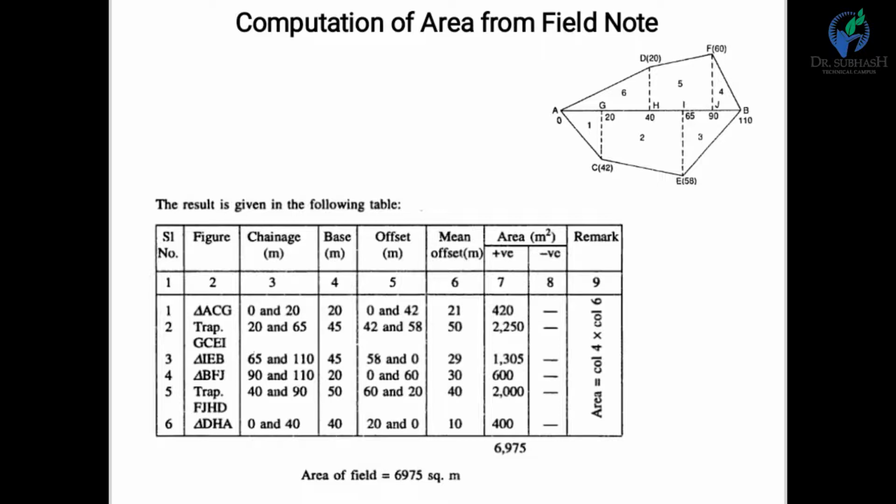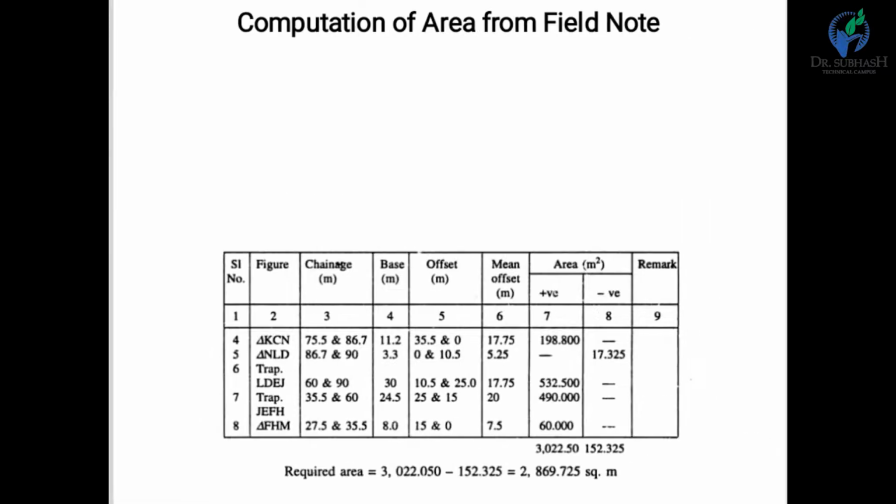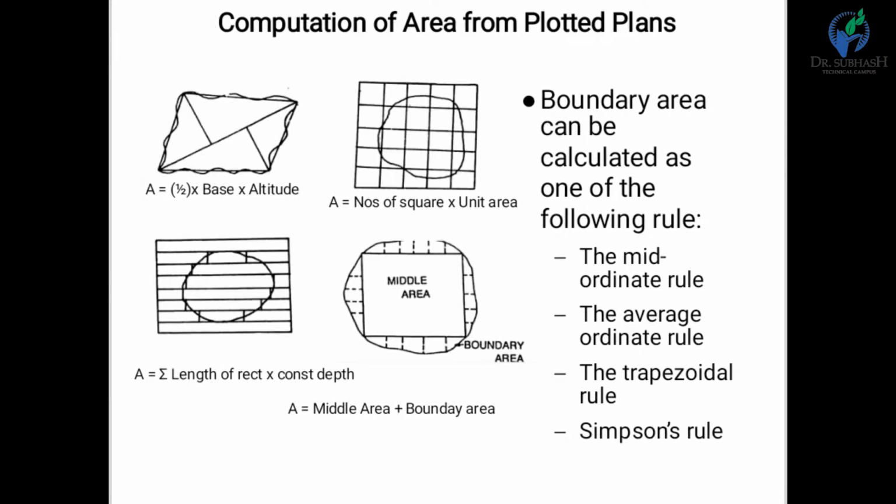We have to calculate the area using the different parameters and offsets from their base formulas, and then summate those results, and we get the area of the whole boundary surface. Now that is another example of area from field notes. These are the different types of examples of how we can calculate areas from field notes.